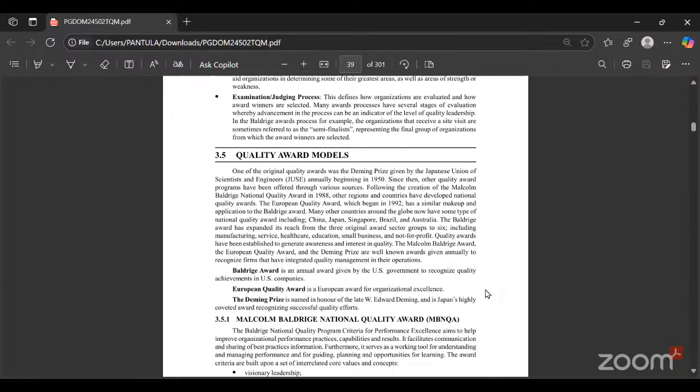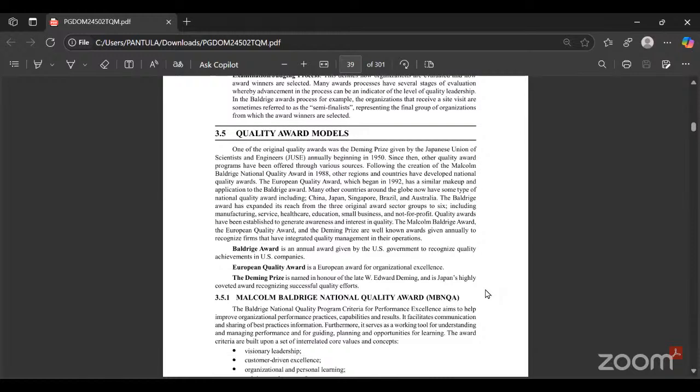So here are the quality award models. The Baldrige Award is an annual award given by the US government to recognize the quality achievements of US companies. In the USA, the Baldrige Award is the model; in Europe, it is the European Quality Award, the award for organizational excellence. Next, the Deming Prize, named in honor of the late Edward Deming. It is a highly coveted Japanese award that recognizes successful quality efforts.